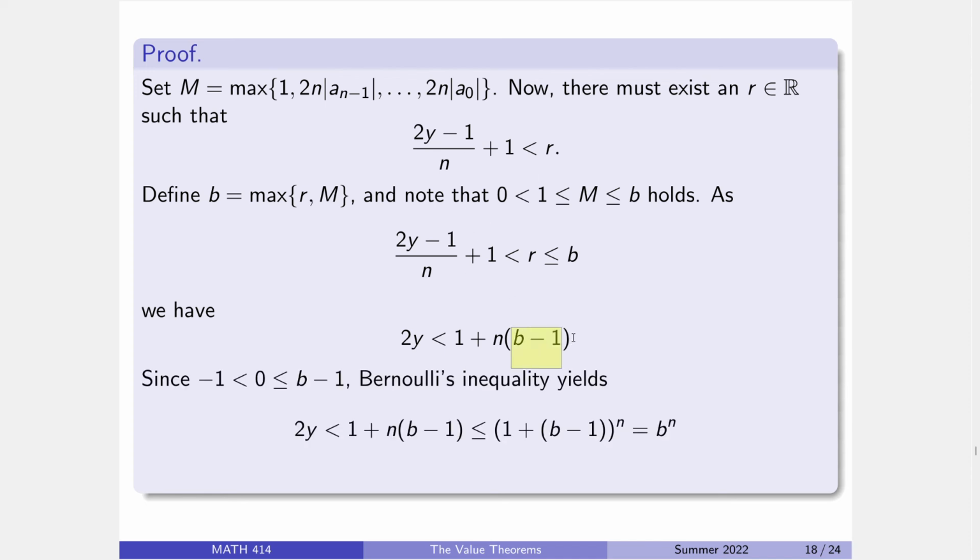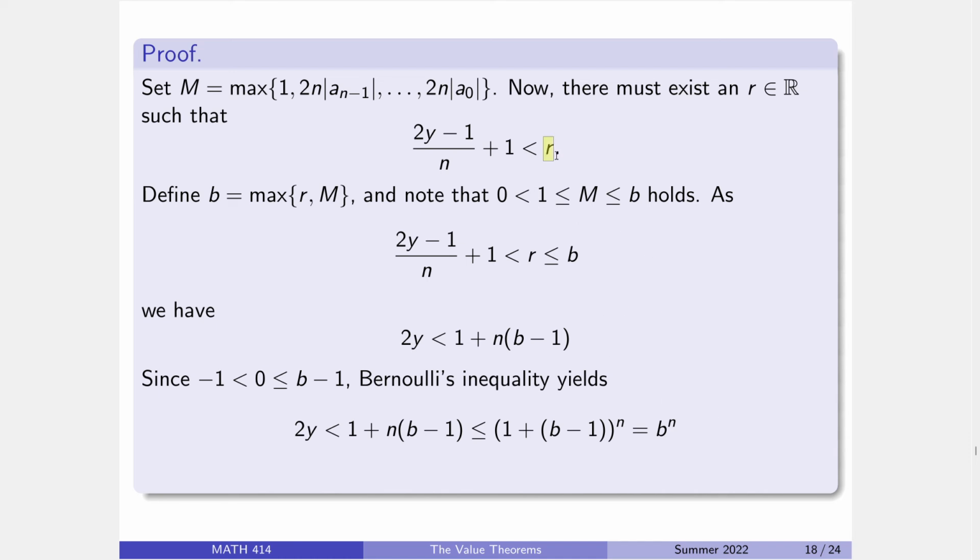Note, b minus 1 is bigger than negative 1, so Bernoulli's inequality guarantees that 1 plus n times b minus 1 is less than or equal to 1 plus this to the n, but hey, that's just b. Ooh, hey, there's an inequality that we proved coming back. Beautiful. All right, so here you have 2 to the y is less than b to the n.